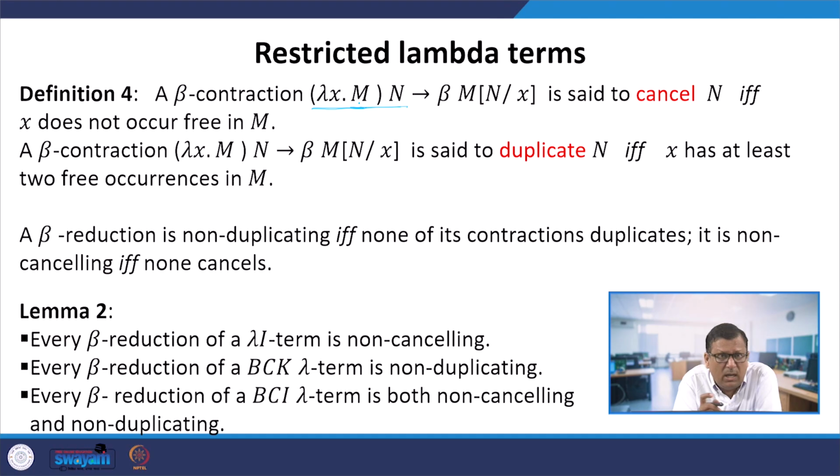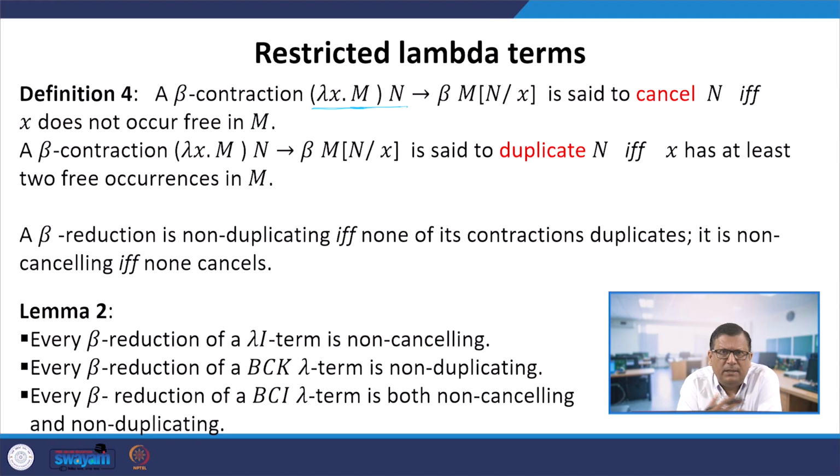That means there is no free occurrence of x in M. That means it is going to cancel this N. Now we define similarly if we have a contraction like this one. The contraction is said to duplicate N if and only if x has at least 2 free occurrences in M. That means if we have something like lambda x dot xx, and you substitute x with N, then we are going to get N 2 times. That means at least 2 free occurrences of x in M, then it is going to duplicate.